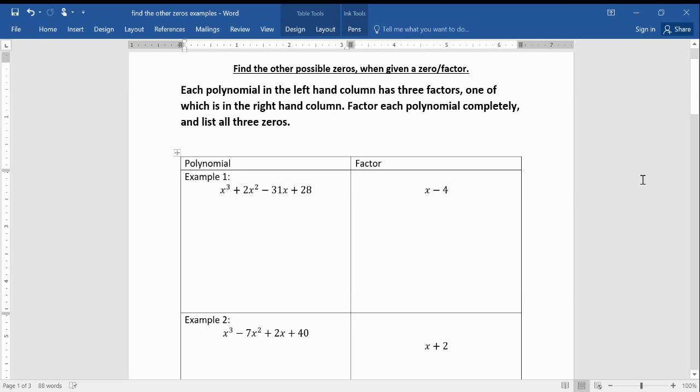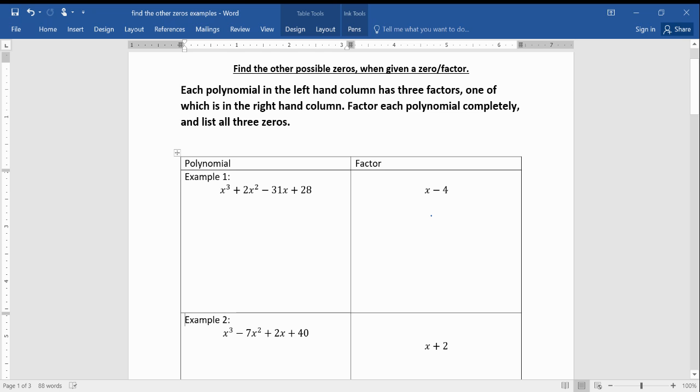Hey y'all, I'm going to talk to you today about this next little lesson we need to cover, and it is how to find other zeros or factors when you are given a factor. Now, the word zero is not something that we've really talked about before, but a zero is just a solution to an equation. So, like, if you look over here at the x minus 4, if I were to set that equal to 0, then I would get 4 for an answer for x. That is a zero of that equation.